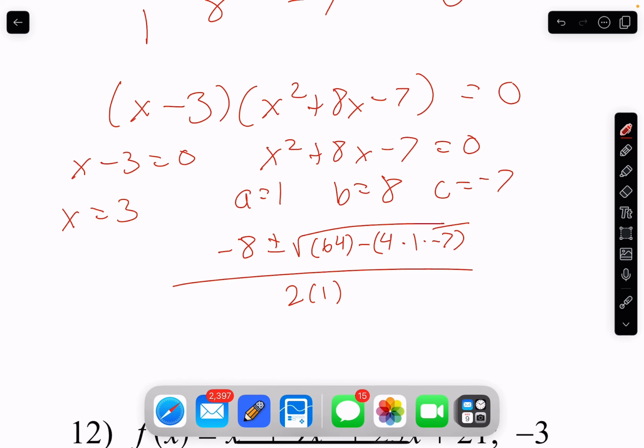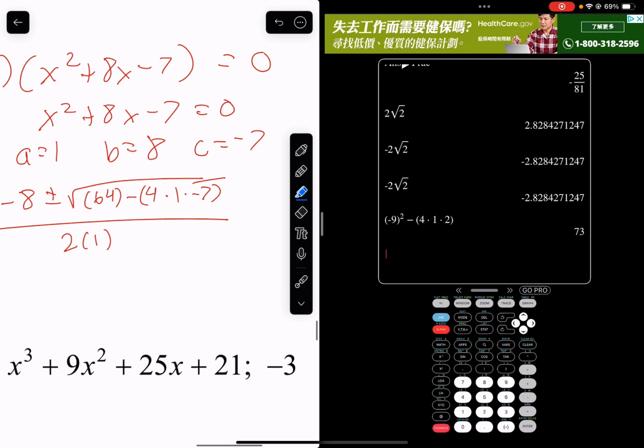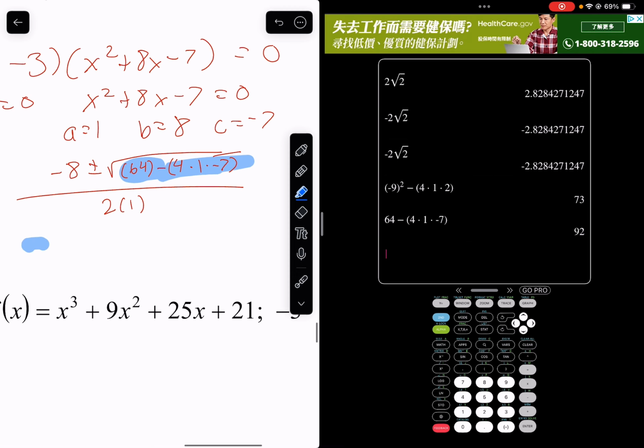We can go to our calculator, plug in what's inside of the radical. So you're just going to plug in this, not including the radical itself, just what number is going to be inside of there so that we can simplify it if needed. So we get 64 minus 4 times 1 times negative 7. And I got a 92 in there. So I've got negative 8 plus or minus the square root of 92 all over 2.